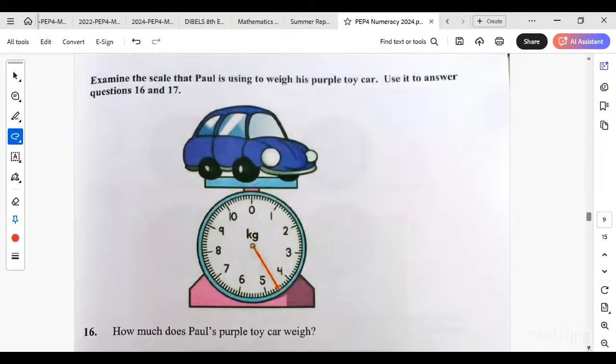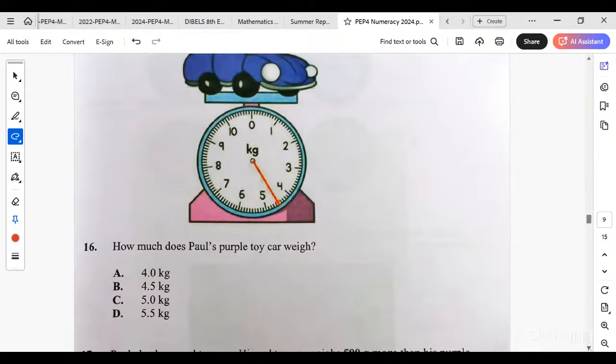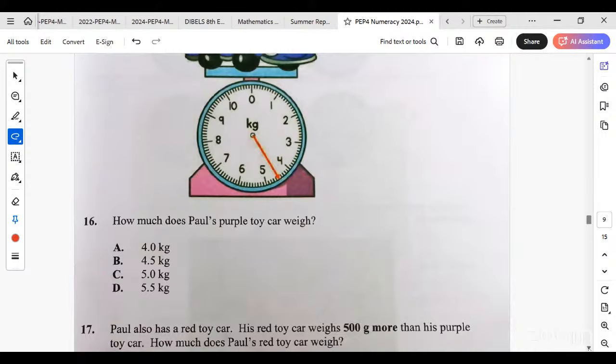All right, so examine the scale that Paul is using to weigh his purple toy car. Use it to answer questions 16 and 17. He weighs the car, and we can note the measurement there, somewhere between the 4 kg mark and the 5 kg mark. Kg stands for kilograms. So how much does Paul's toy car weigh? Is it 4 kilograms, 4.5, 5 kilograms, or 5.5? The correct answer is 4.5, halfway between 4 kilograms and 5 kilograms. So the answer is B, 4.5.